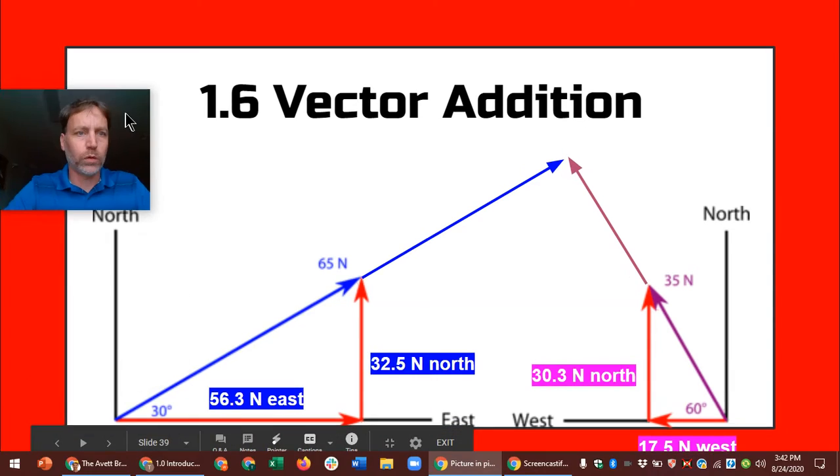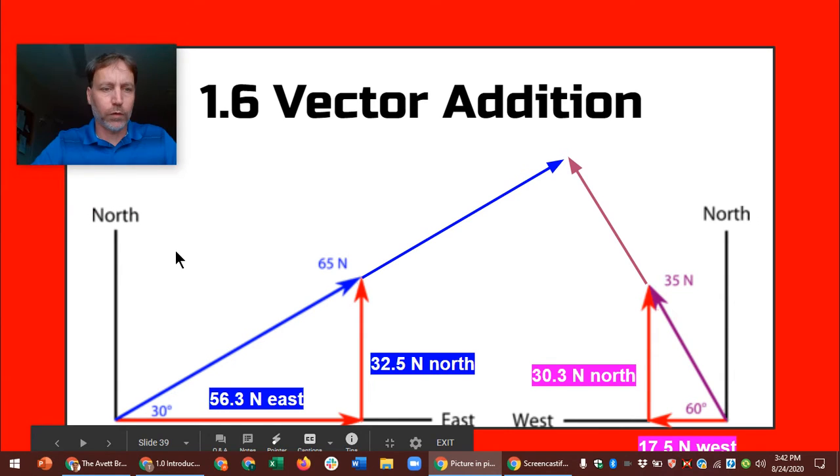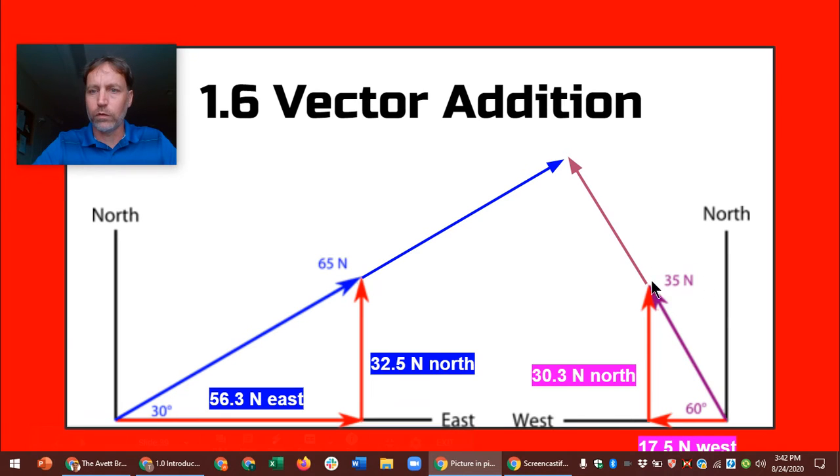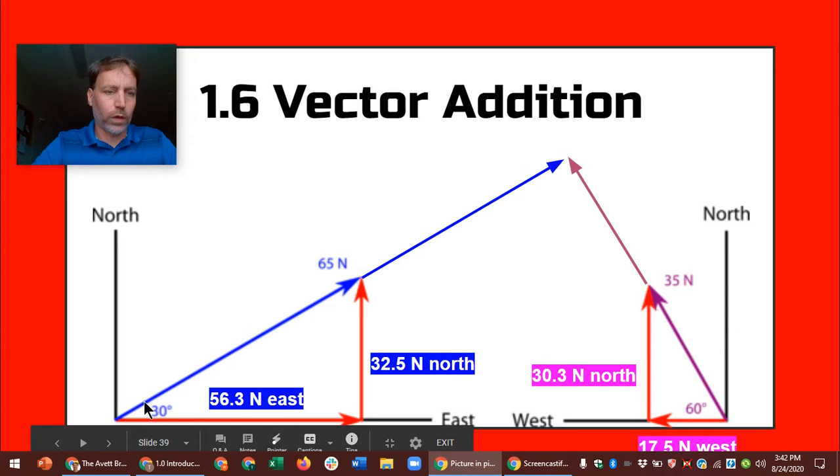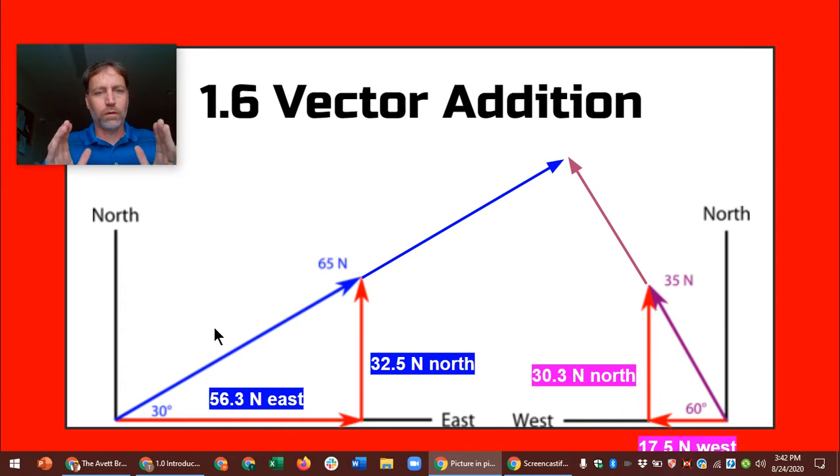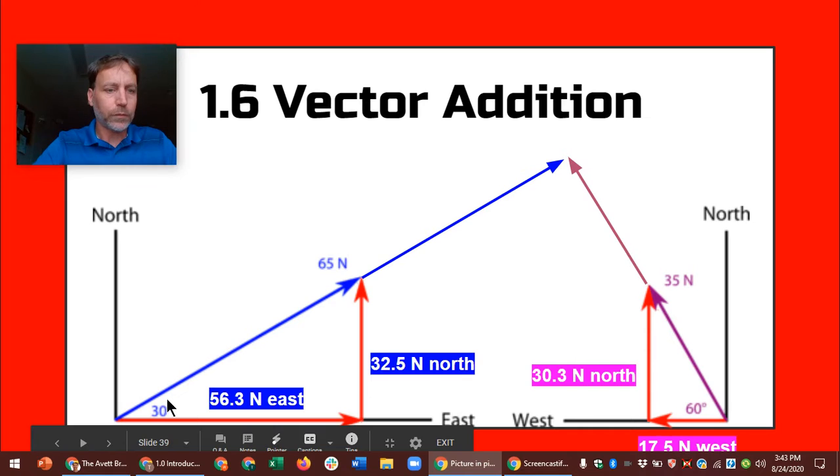So this is a problem we worked on last time, and that problem involved a vector going at 65 newtons to the northeast, and we had another vector here, the pinkish purple one, that was going 60 degrees at 35 newtons. So the magnitude on this was 35, and the direction was 60 degrees west of north. And then the other one, this blue one, was 65 newtons. It's a force. We'll learn about forces in a moment. Just know that a newton is a measurement of force, and that was 30 degrees.